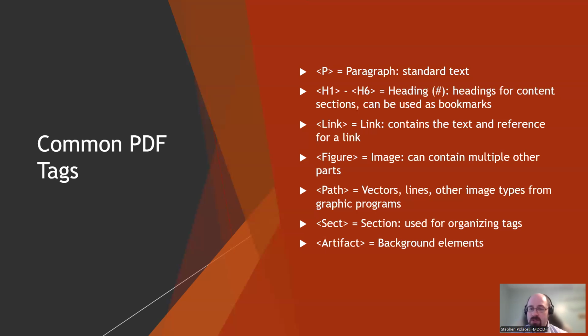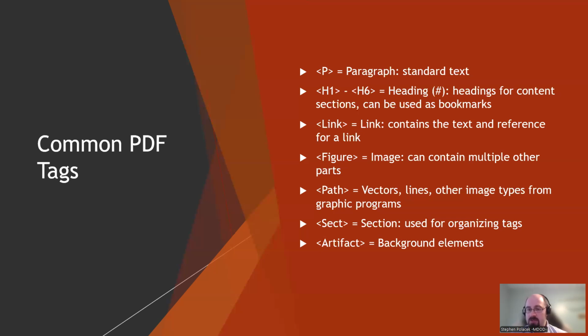Next is path. This is things like vectors, lines, other image types from graphics programs. If you're working in Illustrator or InDesign or Publisher or Canva, any of those kinds of things, you're going to see a lot of path tags because it's not able to interpret any other meaningful information from those things. Paths are a little bit different in that they're not treated as figures directly. So you can't give them alternative text.